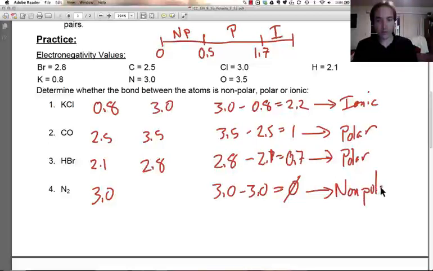And it makes sense because if you have two atoms with the exact same electronegativity, then they're going to pull equally on that electron, and you'll have a nice equal sharing.